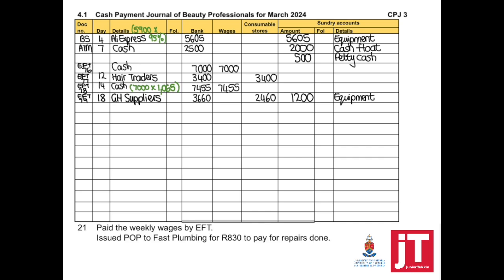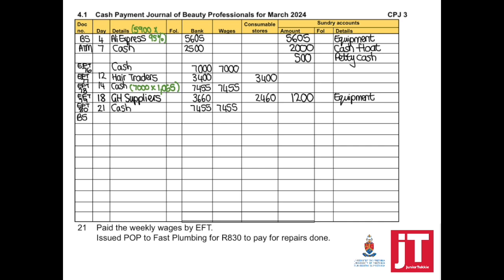Day 21. Paid the weekly wages by EFT. EFT number 80. Day 21. Who did we pay? Cash. 7,455. So we don't need to tell you the amount. Our weekly wages stayed the same now. After the increase, how much do we owe them? For what reason did we pay? Wages. On the same day, issued proof of payment to Fast Plumbing for $850 to pay for repairs done.